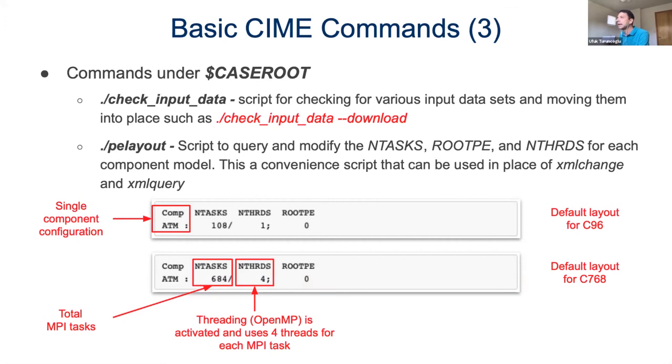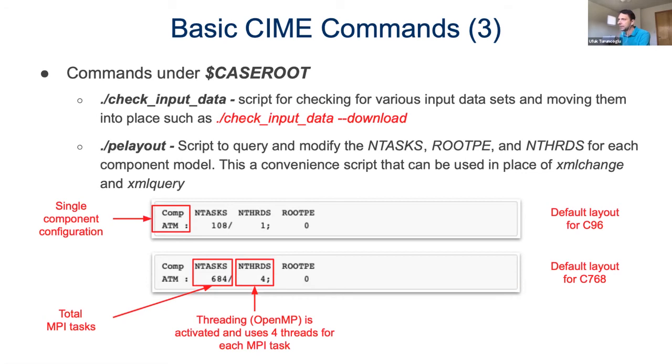But again, you can use check input data --download to download fixed files. That capability lets the user retrieve the resolution dependent fixed files, not the initial condition, the fixed files. And those files can still be retrieved by the SIM without any user interaction. So at this point, we are just talking about the initial condition. You have to get the initial condition manually, but the rest of the data required for the simulation can be retrieved by the SIM without any problem.